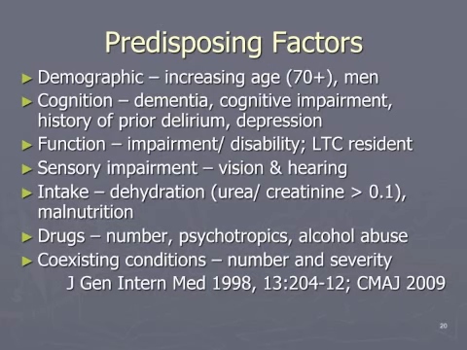And you could look for evidence of dehydration in blood work by looking at the ratio of the urea and creatinine. And if it's greater than 0.1, that would suggest a person is dehydrated, because you tend to reabsorb urea, and the ratio changes when you become dehydrated. And the number and the severity of coexisting conditions would increase your risk of developing delirium.